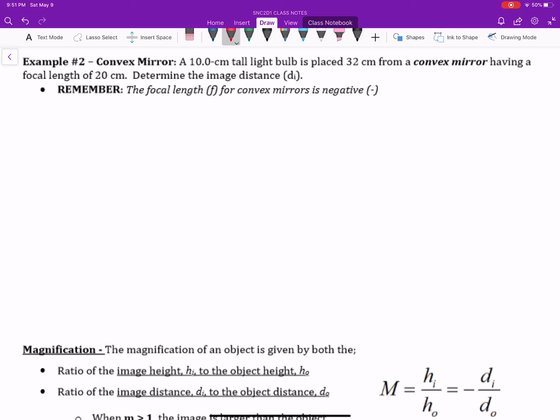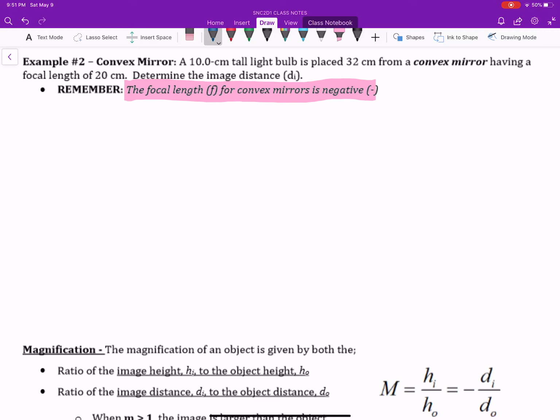Okay, our second example is for a convex mirror. Now, the one thing that we have to remember is for convex mirrors, the focal length is always negative. So the question states, a 10 centimeter tall light bulb is placed 32 centimeters from a convex mirror, and this mirror has a focal length of 20 centimeters. Once again, we're looking to determine the image distance.